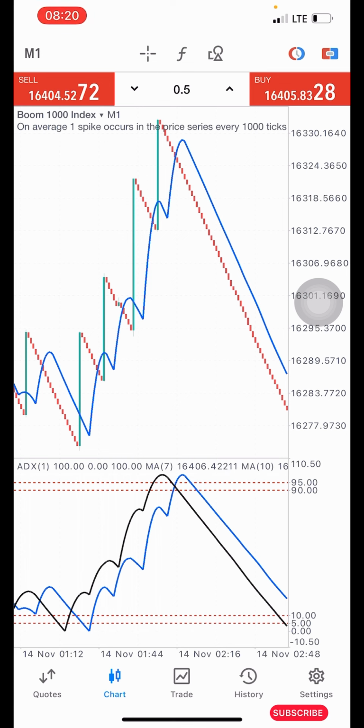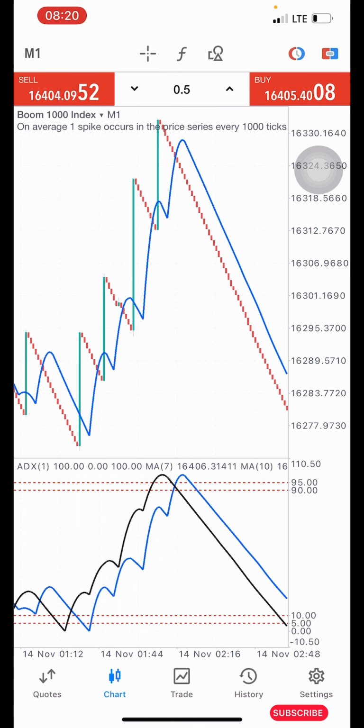As you can see right here, this is Boom 1000. This strategy works on Boom 1000 and Crash 1000. These are the two I've tested it on, and it works perfectly on both. So make sure you take note of that.